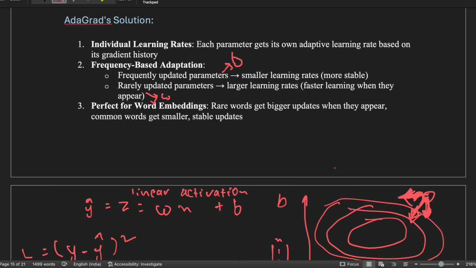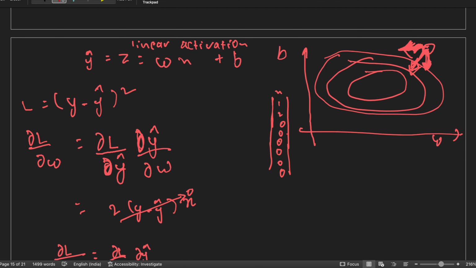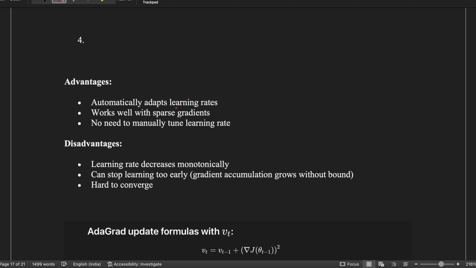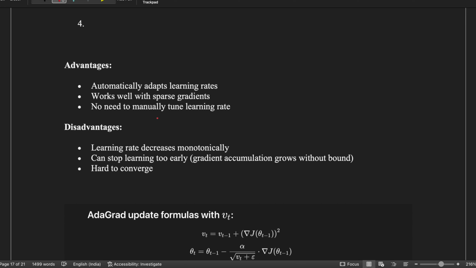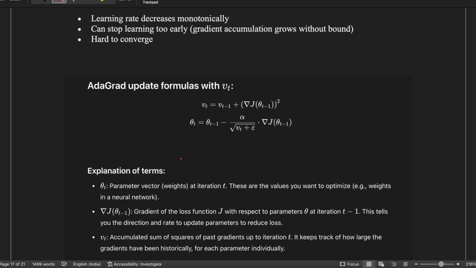So this will be our bias. Perfect for word embedding. Advantages: automatically adapts learning rates, works well with sparse gradients, no need to manually tune the learning rate. Disadvantages: learning rate decreases monotonically, can stop learning too early, and hard to converge.